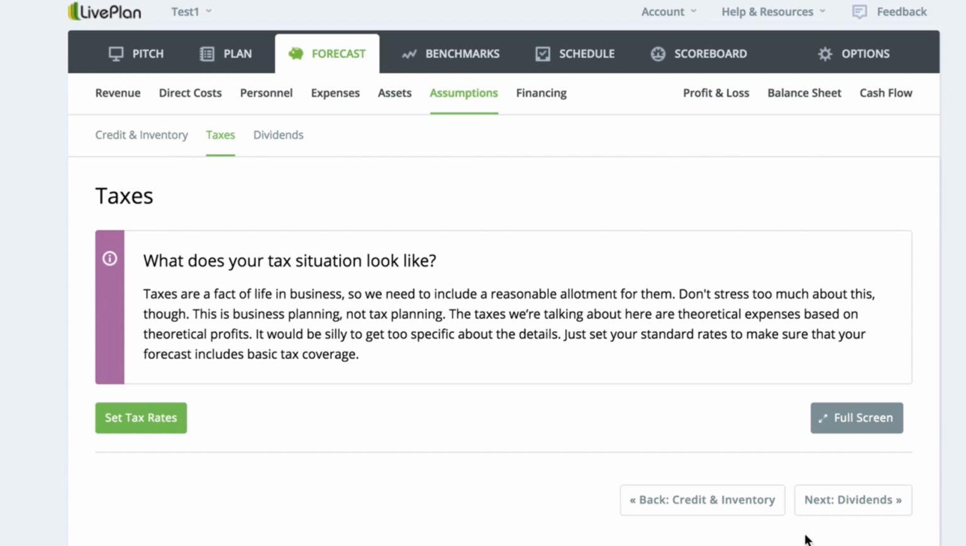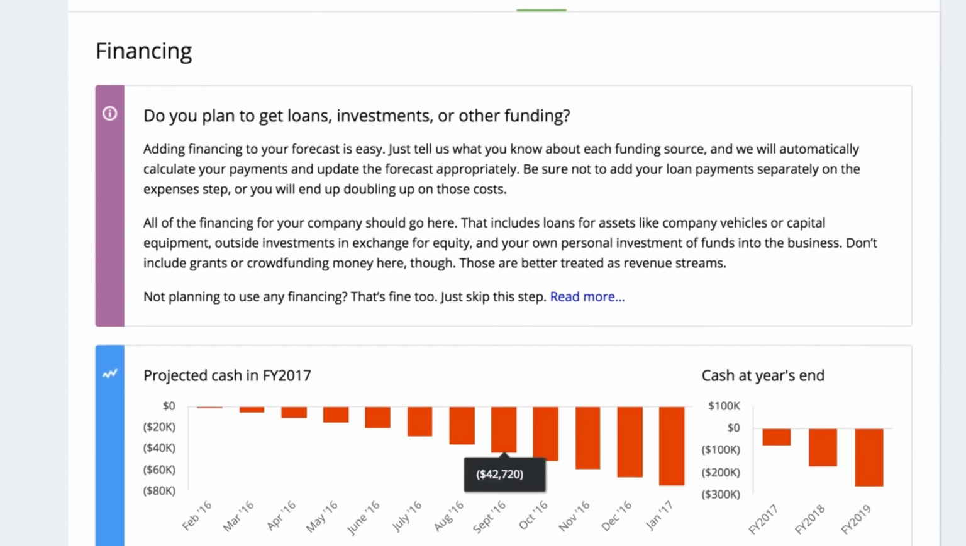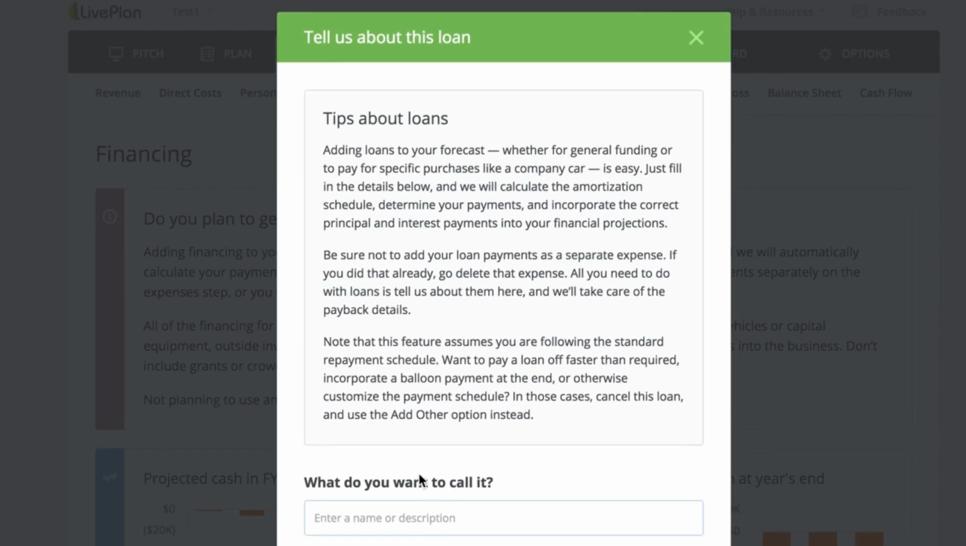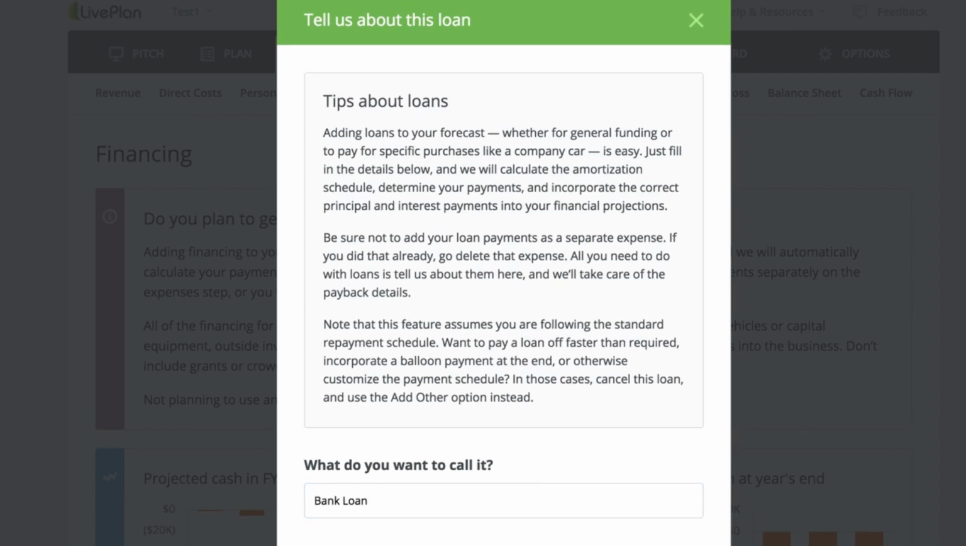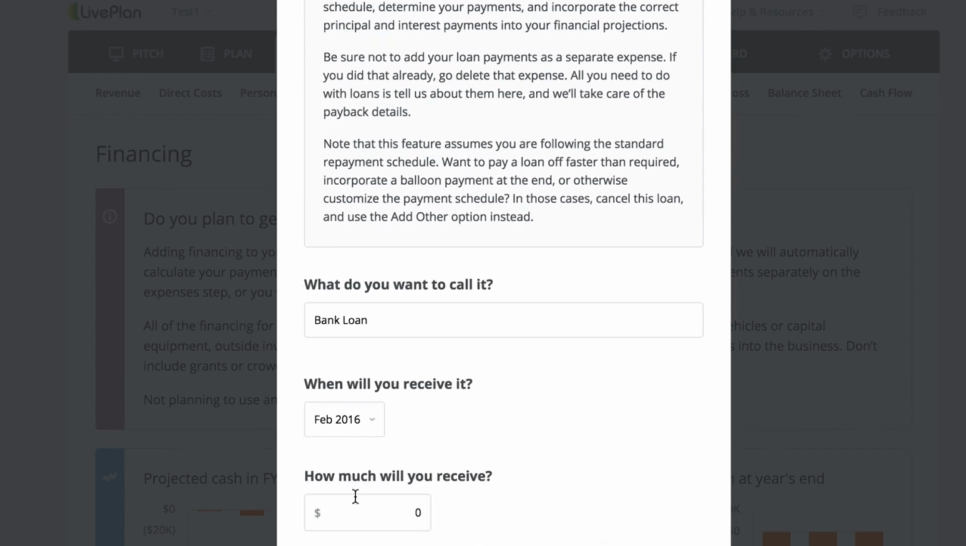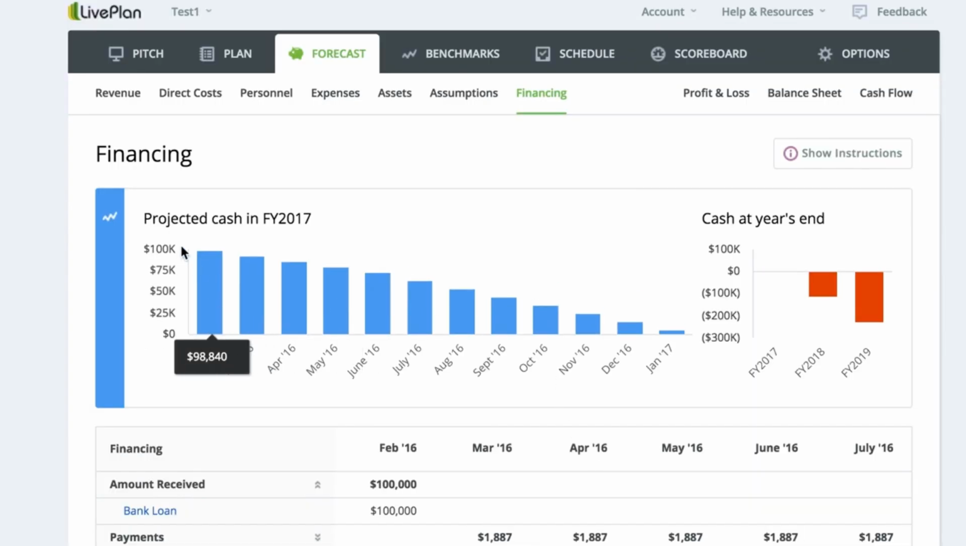Next, you can set tax rates if you want. Dividends is how you might take money. Financing. Now, how are we going to get paid for it? So we're going to borrow some money. What do you want to call it? Bank loan. When do you receive it? February 16th. How much? Well, let's see, I don't know, would $100,000 work? A good interest rate these days is about 5 or 6% on business loans. Over 5 years is 60 months. Look, we get $100,000 in the bank and now we just keep losing money.